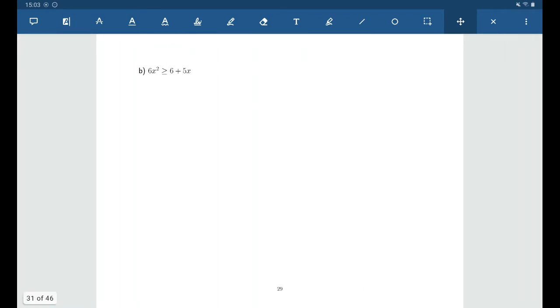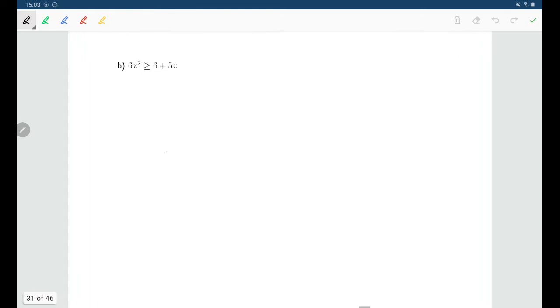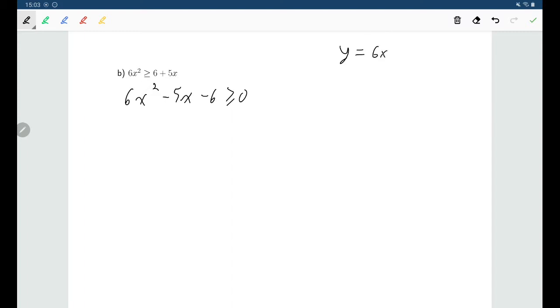All right, next one up. Before I start doing any work with it, I'm going to start by rewriting it so that I have everybody on one side and 0 on the other. So the parabola that I'm looking at here, y equals 6x squared minus 5x minus 6. And that definitely opens upward.